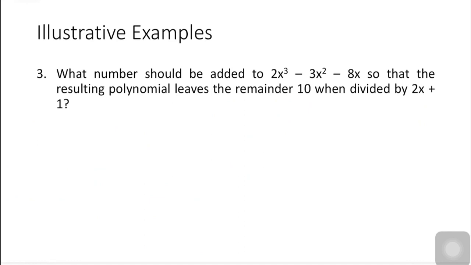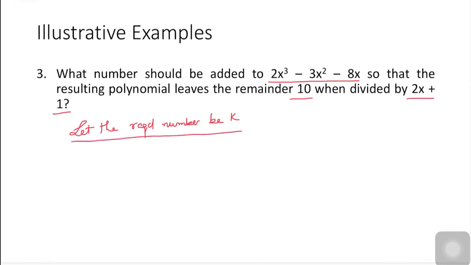So in this example it is said that what number should be added to this polynomial so that the resulting polynomial leaves a remainder of 10 when divided by 2x plus 1. So we have to add some number. So let the required number be k. So the polynomial after adding k is equal to 2x cube minus 3x square minus 8x plus k.